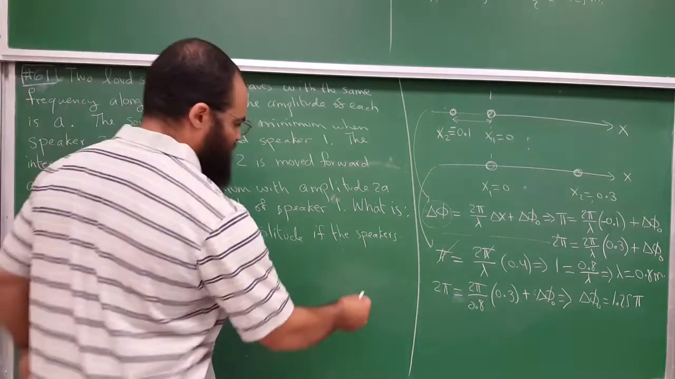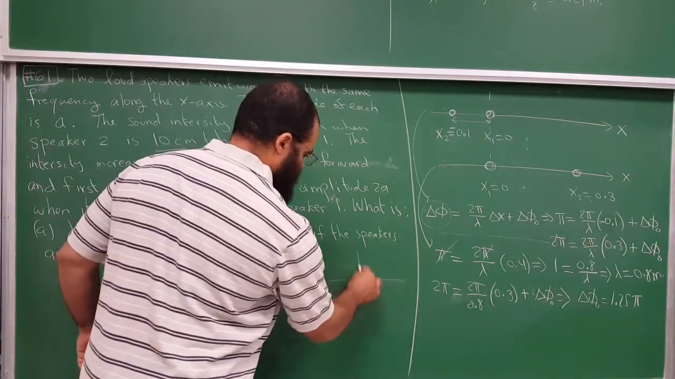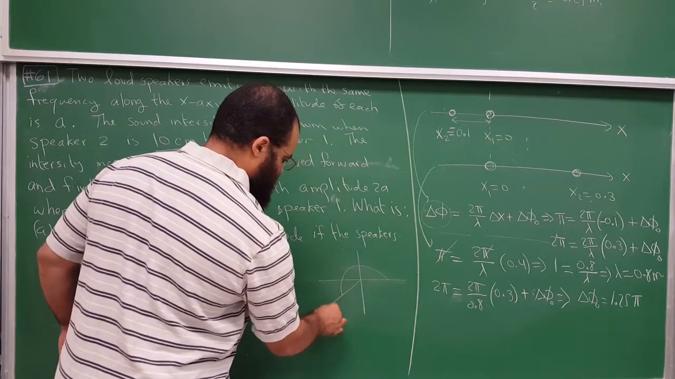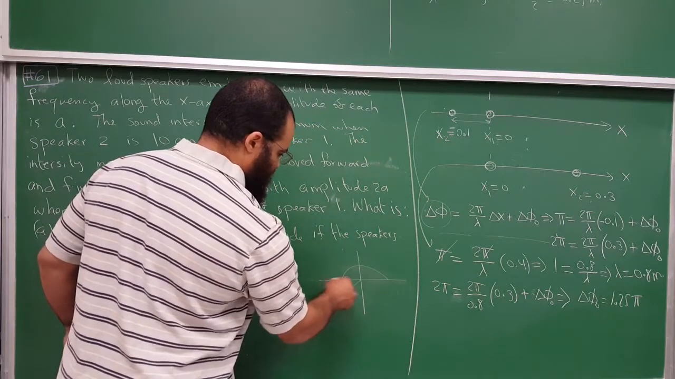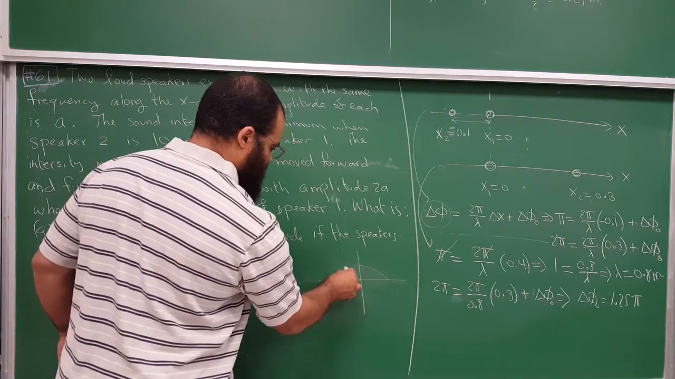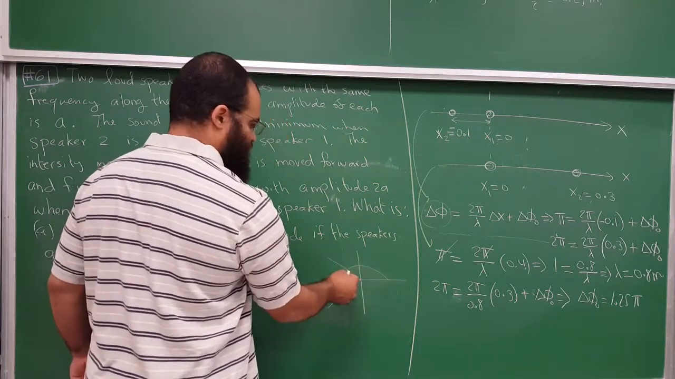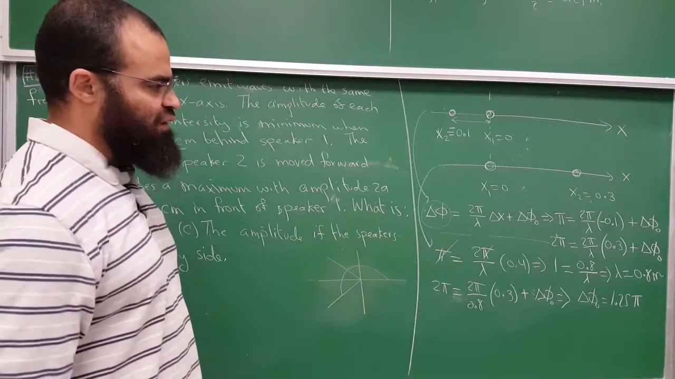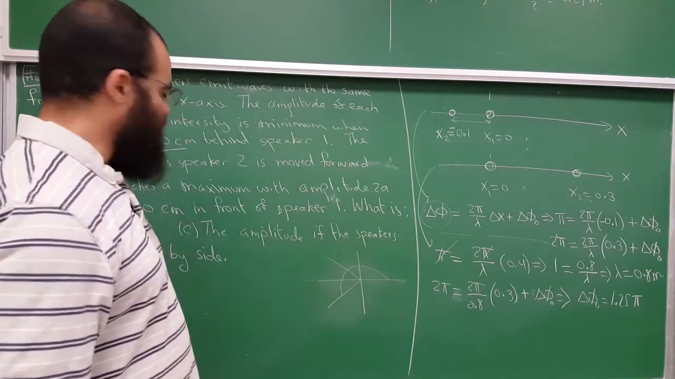If you like, you can. So if you're here and you add 1.25 pi to the cosine, so that's pi and a quarter, or pi less a quarter, which is 3/4 of pi. That's also the same. So you can put delta phi as 3/4 of pi.